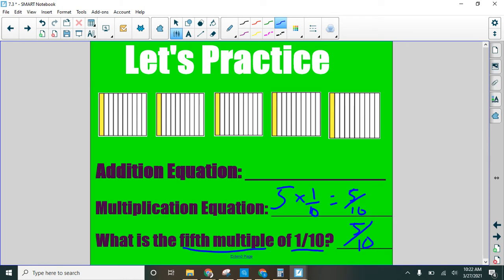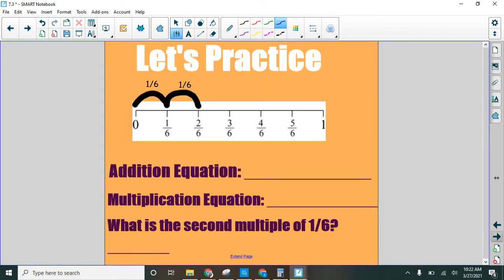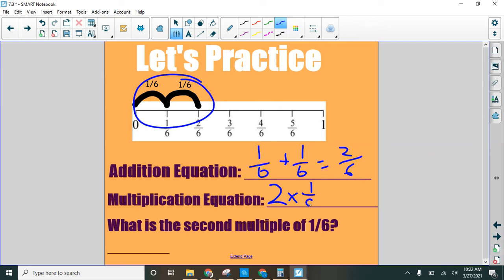There's different ways to represent the same thing here. Look at it on a number line here. Well, let's see. We did jumps on a number line like we always do. Here we have 1/6 plus another 1/6 equals 2/6. The multiplication equation, we have 2 groups of 1/6 equals 2/6.